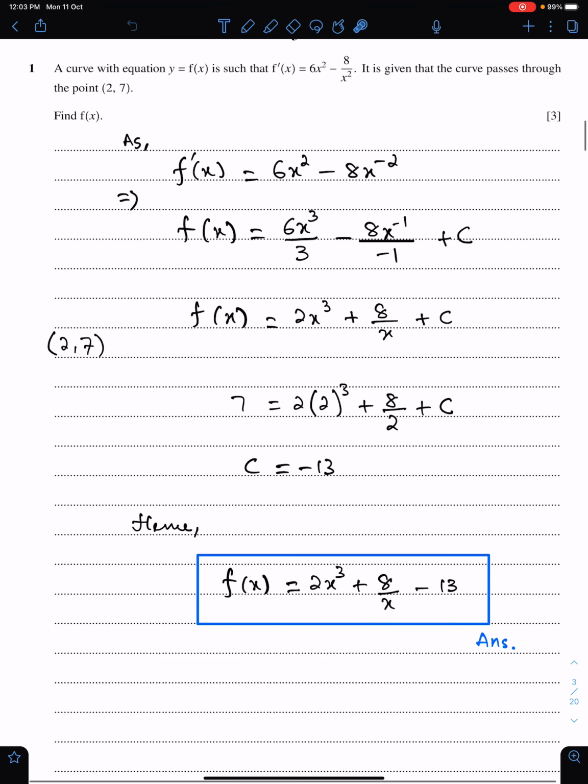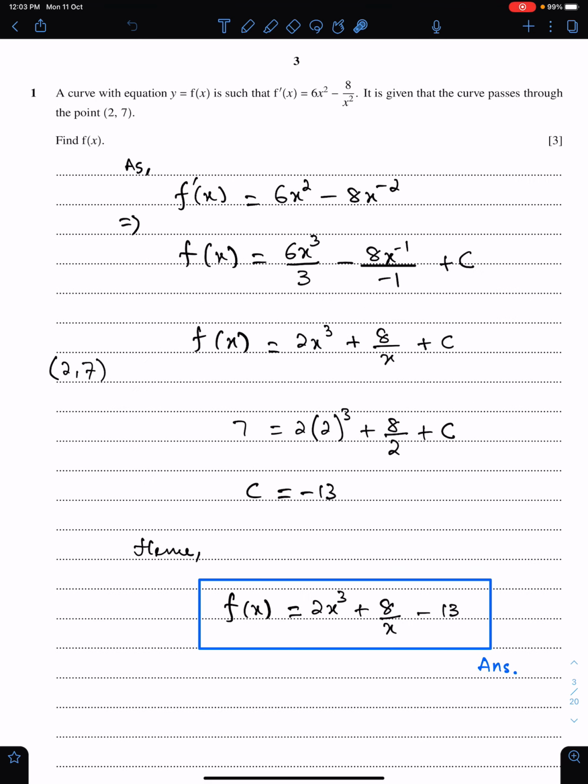Question number 1. A curve with equation f of x is such that this is the gradient of the curve. It is given that the curve passes through this point (with y-value 27). We need the equation of the curve. So by integrating this gradient with respect to x, we can get the equation of the curve. First, write the simplified form of this gradient here. Now integrate this equation with respect to x.